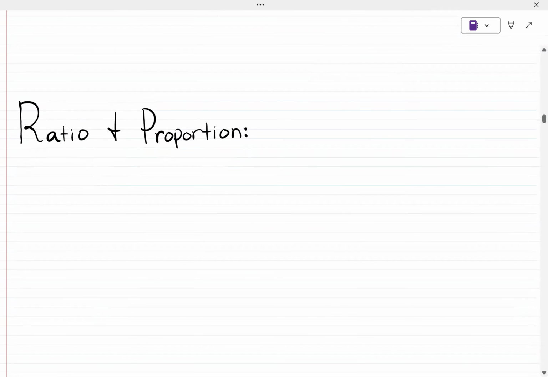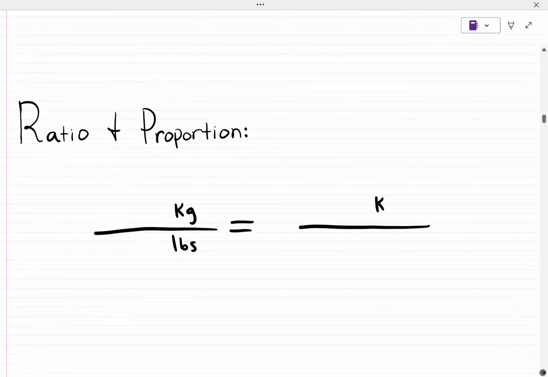Okay, ratio and proportion, so we're going to set it up as a fraction. Kilograms on the top, pounds on the bottom, kilograms on the top, and then pounds on the bottom. Or you could do vice versa, pounds on the top, kilograms on the bottom, but that means this has to be pounds on the top, kilograms on the bottom, right? So we were given 5 kilograms. We're trying to find pounds, which is our unknown.